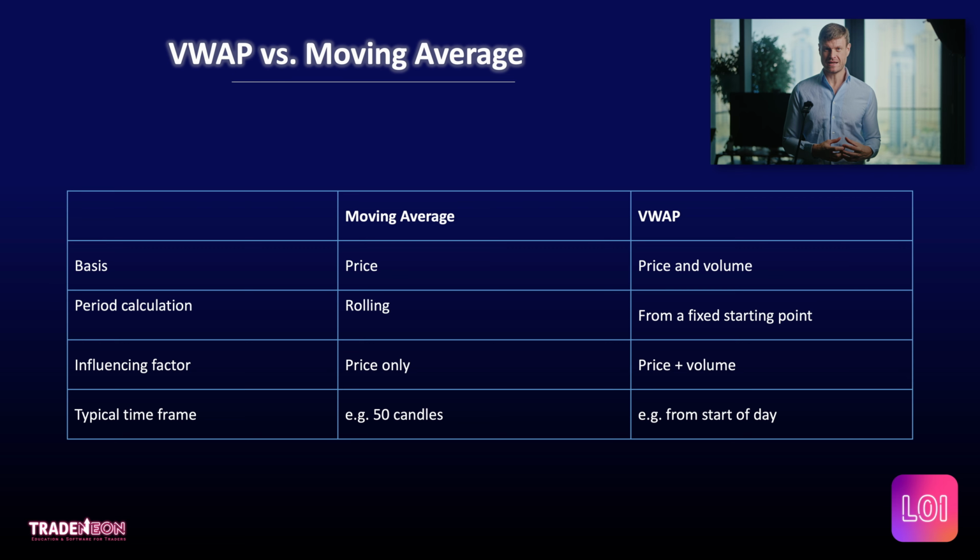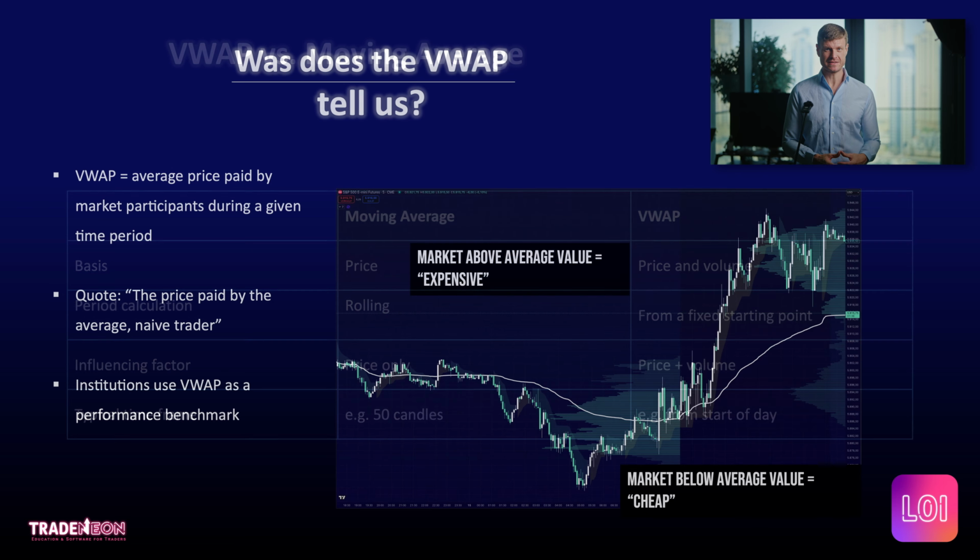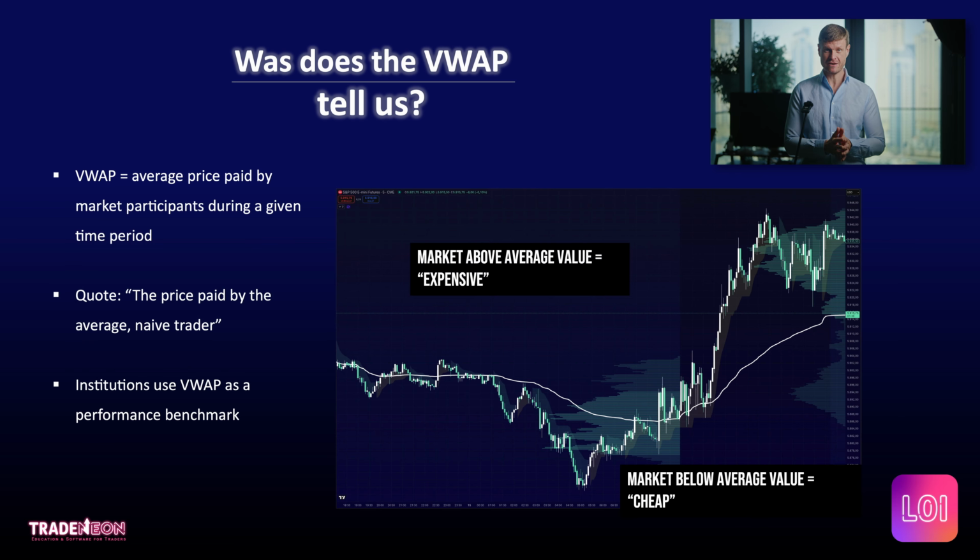The VWAP visualizes accordingly the average price that market participants have paid for the markets in a given period of time. As a US-based fund manager once aptly put it, it is the price that the average naive trader pays for the market. That may be a bit harsh, but the fact is that for this reason, the VWAP is the most important benchmark for institutional traders to determine whether they have bought or sold at a good price or not.